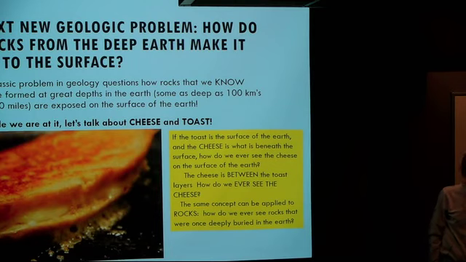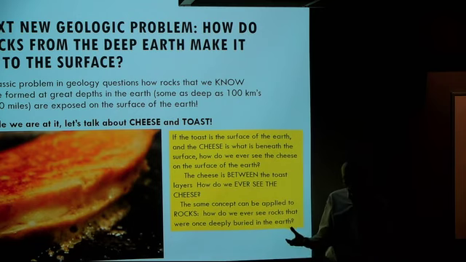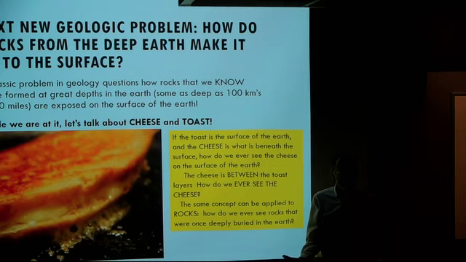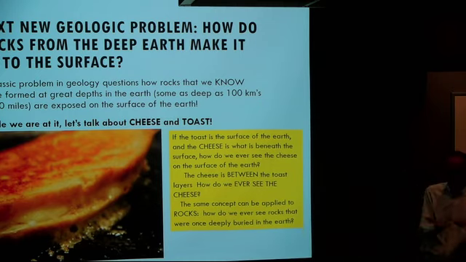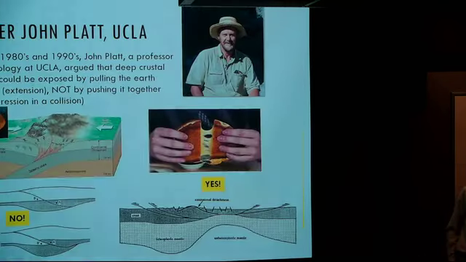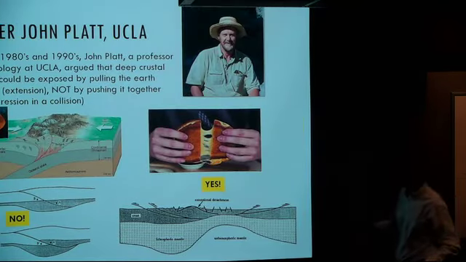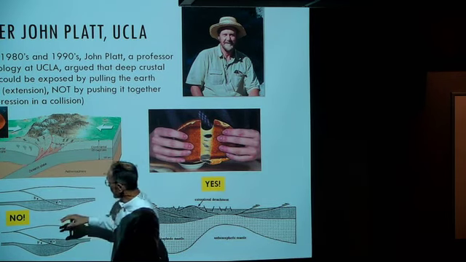Then we started talking about cheese and toast, and the question is if the Franciscan rocks, if the rocks in Catalina formed at great depths, like 20 miles, how did they get back up to the surface? And we started to talk about how do you get cheese out from between layers of bread. And we said now you can fold the bread over, but if you fold the bread over, the cheese will still be buried.